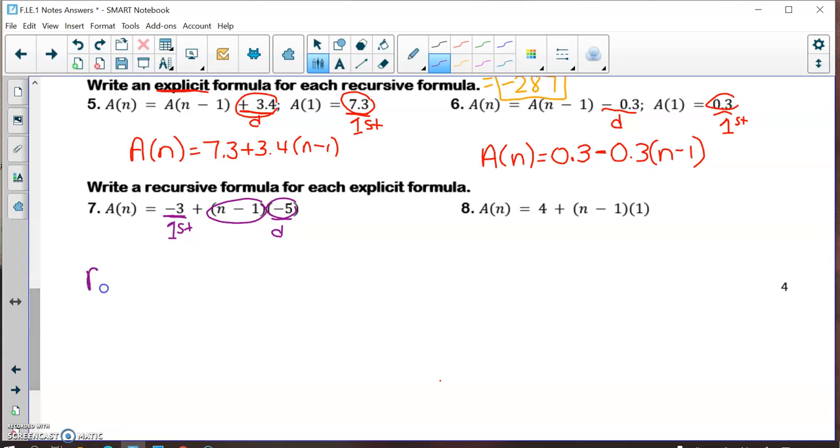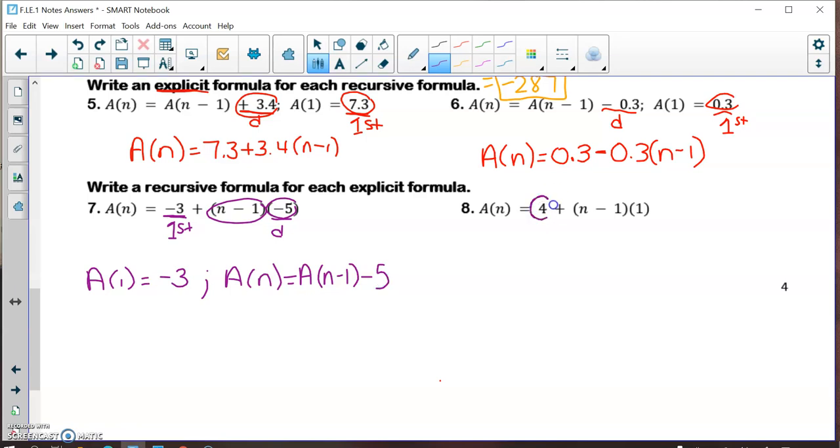My recursive formula is going to be A of 1 is equal to, and then we report our first term. Then we write a semicolon. A of n is equal to A of n minus 1 plus your common difference, which in this case is negative 5, so I have a minus 5.